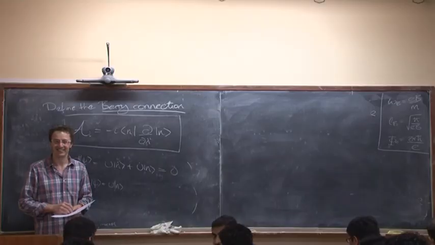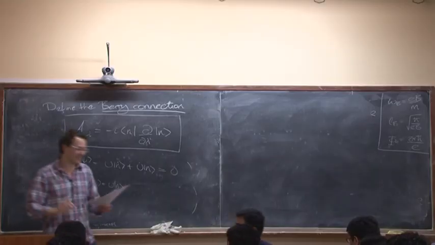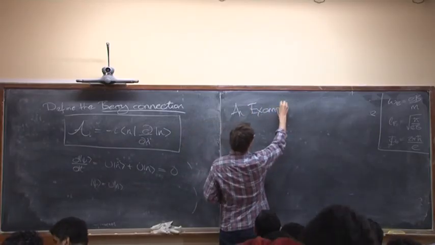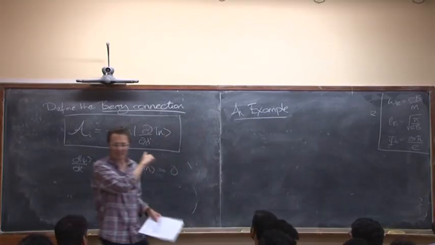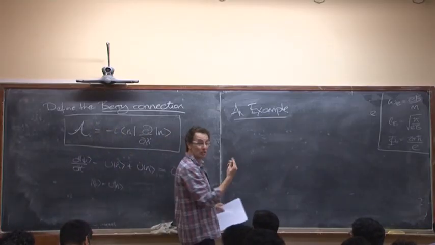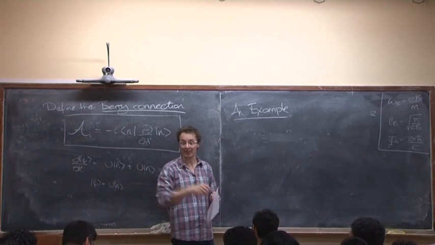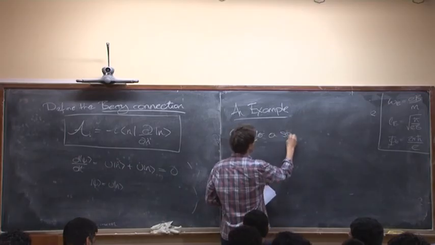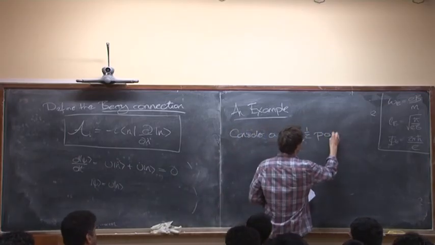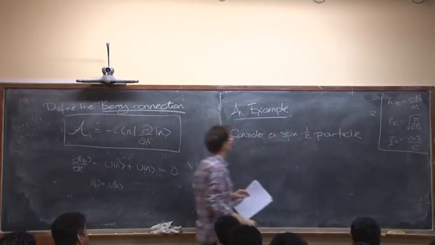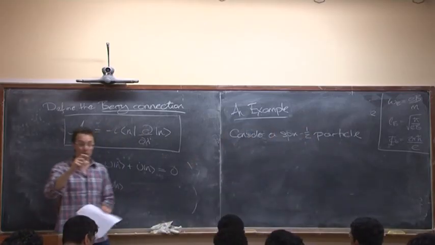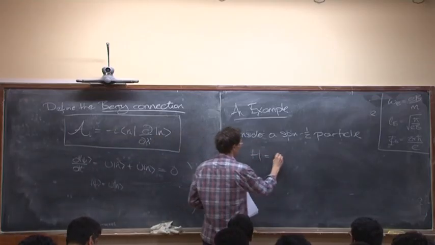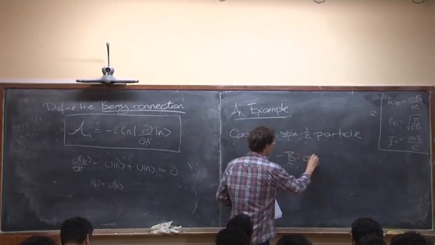Let's see the example. The example is very simple, and it should be simple enough so we can actually figure out what's going on. It's just a spin half particle, so it has two states, up and down, and it's a two-state Hilbert space. The Hamiltonian has to be a 2x2 matrix, and it's just going to be the Hamiltonian for a spin half particle in a magnetic field.